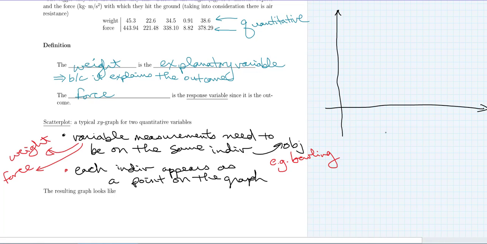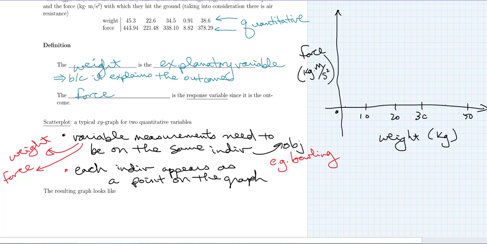or an explanatory and response axis, where this is our weight in kilograms, and this is our force in kilograms times meters per second squared. You should always write out your units depending on what your axis labels are. Okay? Alright, so our minimum weight looks to be 0.91, so we'll start at 0, and our maximum weight should be 50, so maybe we'll move up by tens. So 10, 20, 30, and however you scale this axis is up to you. These are just what I'm choosing.